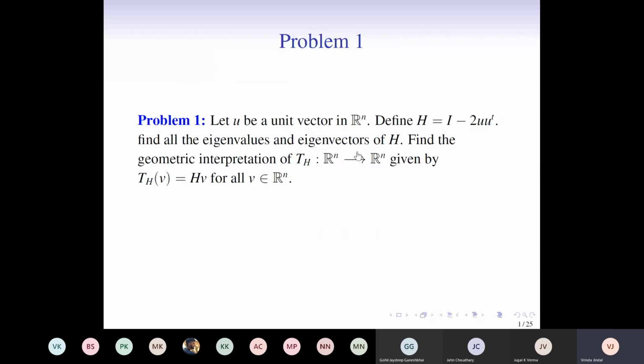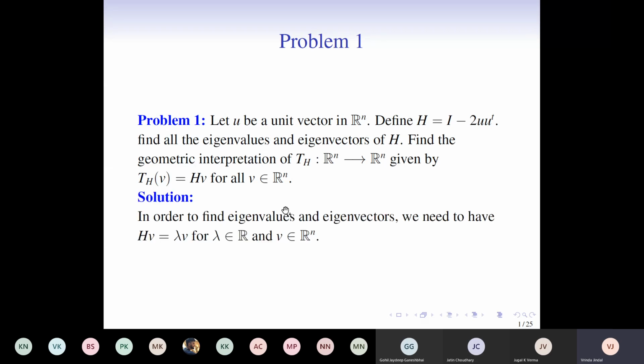So let's begin with question 1. Problem 1 was a good problem. What it says is that we have u, which is a unit vector in Rn, and they have defined a matrix H as I minus 2 times UU transpose. We need to find all the eigenvalues and eigenvectors of H, and also have to find the geometric interpretation of T of H, which is basically the linear transformation defined by H.